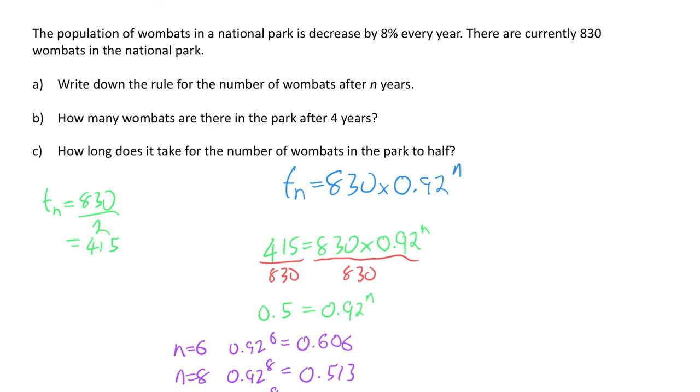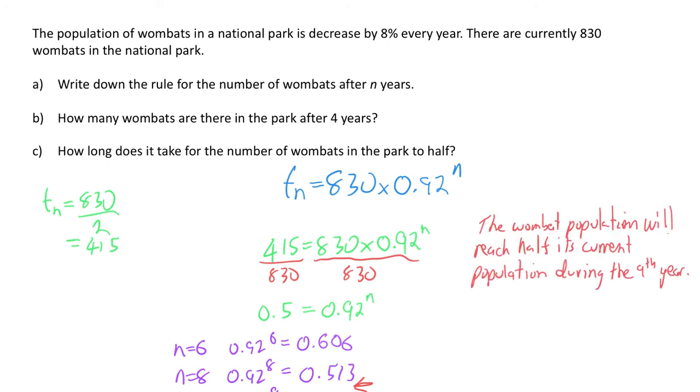and that equals 0.472. So I can now see that I've gone past the 0.5 that I was looking for, and that's going to occur after the 8th year, before the end of the 9th year. So during the 9th year, it's when the wombat population is going to halve. So writing out the answer, the wombat population will reach half its current population during the 9th year. So that's an example of how we can use geometric sequences and apply them to a practical scenario where we're looking at numbers decreasing or decay.